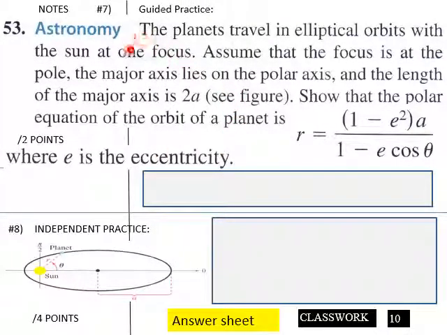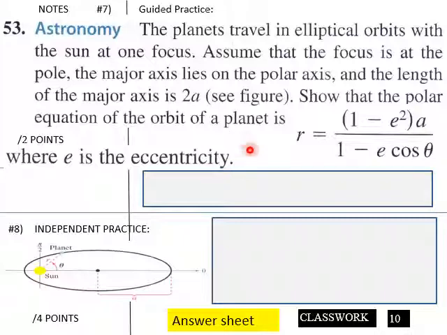So bouncing off of that, let's go into a guided practice now. The planets travel in elliptical orbits with the sun at one focus. Here's our sun here. Assume that the focus is at the pole, so we have a pole here. The major axis lies on the polar axis, which is here, and the length of the major axis is 2a. Show that the polar equation of the orbit of the planet is r equals (1 minus e squared) a over 1 minus e cosine theta, where e is the eccentricity.